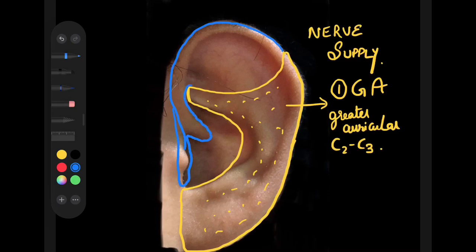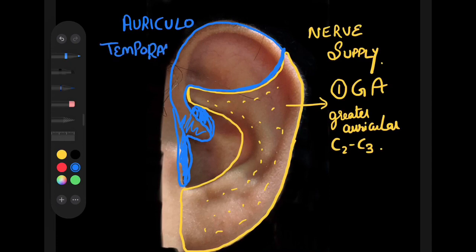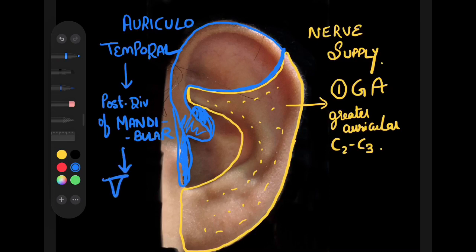Now the upper part of the helix, along with the crus of the helix and the tragus and the anterior part or anterior wall of the EAC, is supplied by the auriculotemporal nerve. You can actually touch it and feel it. That auriculotemporal nerve is a branch of the posterior division of the mandibular nerve, and the mandibular nerve is a branch of the trigeminal nerve, which is the fifth cranial nerve.